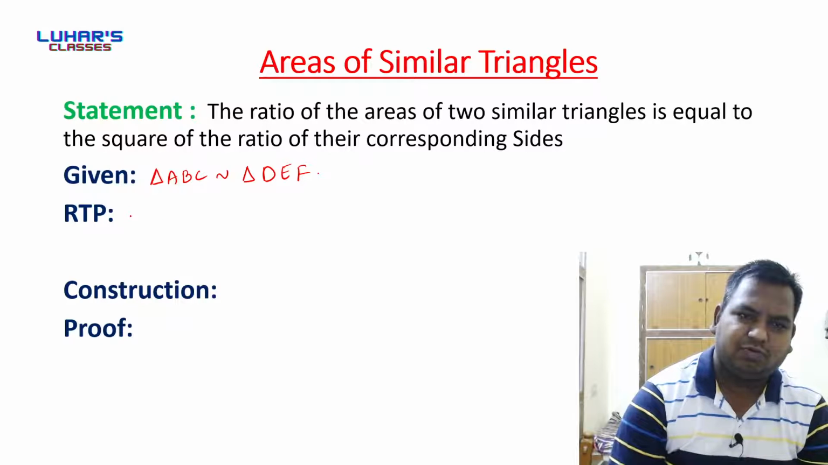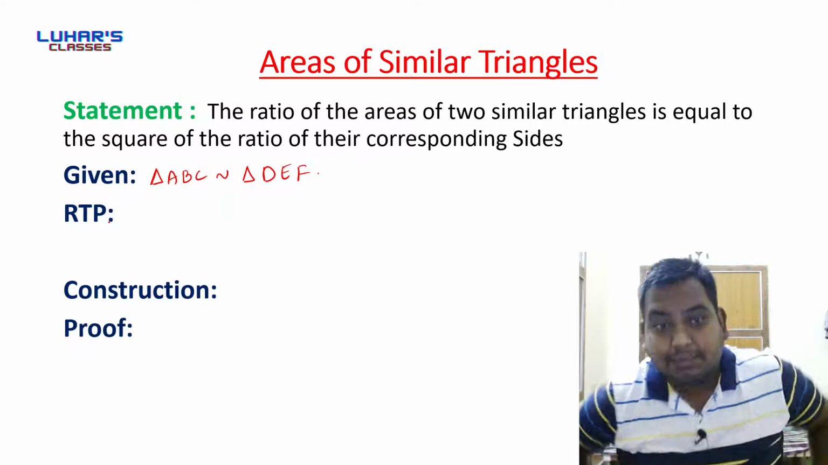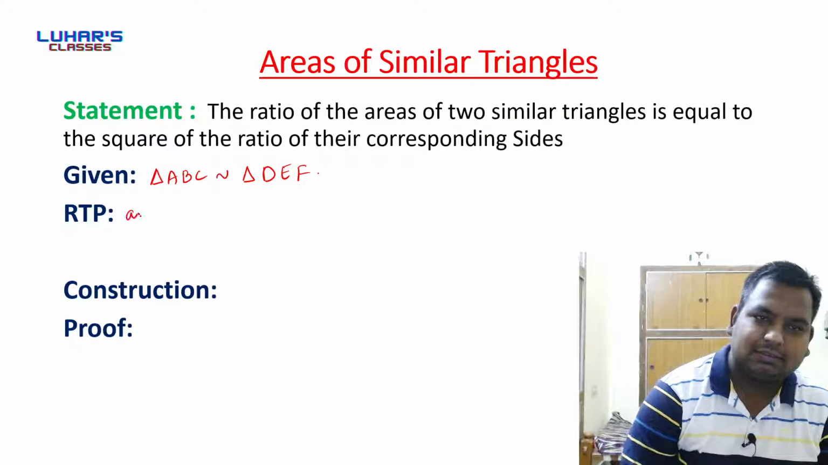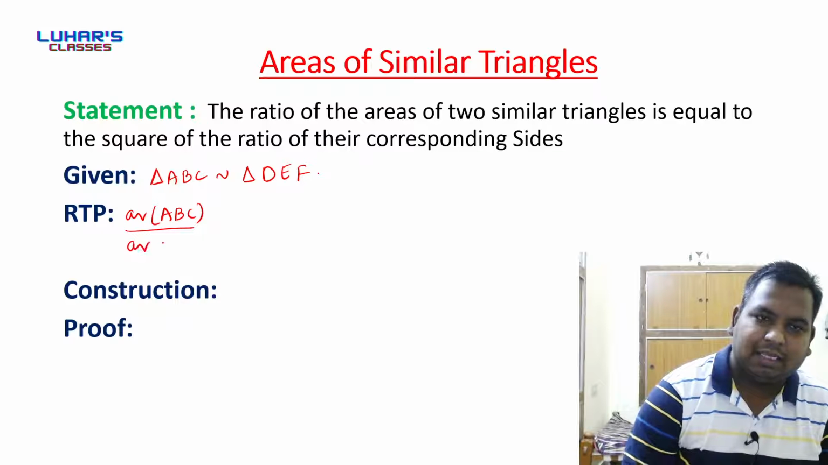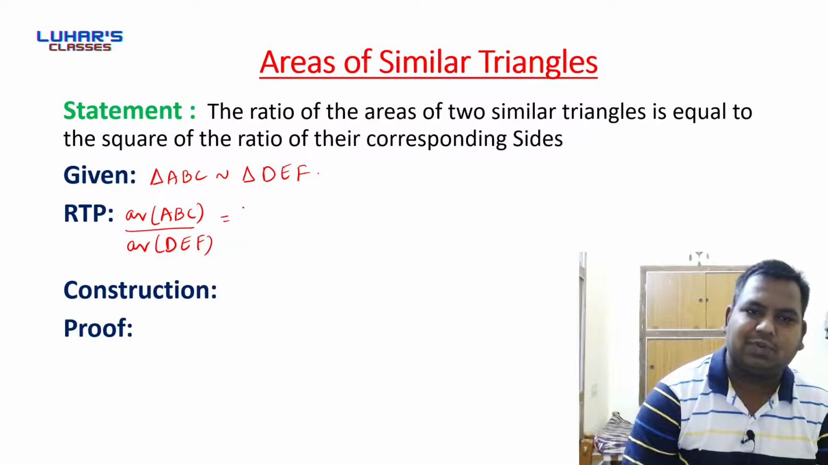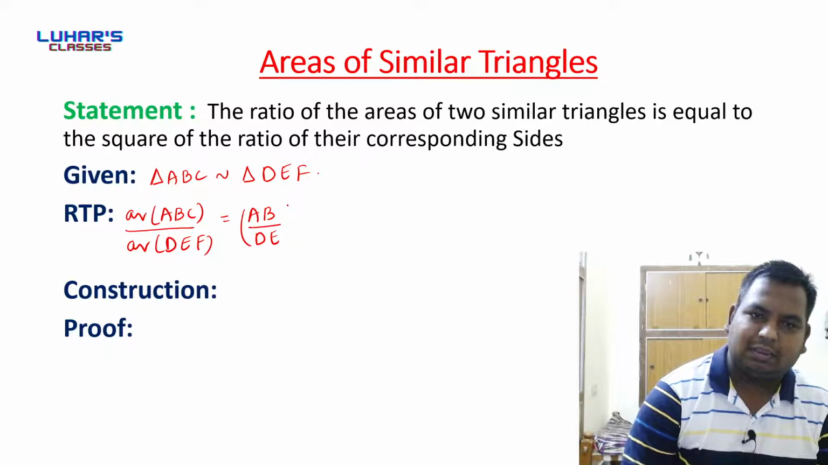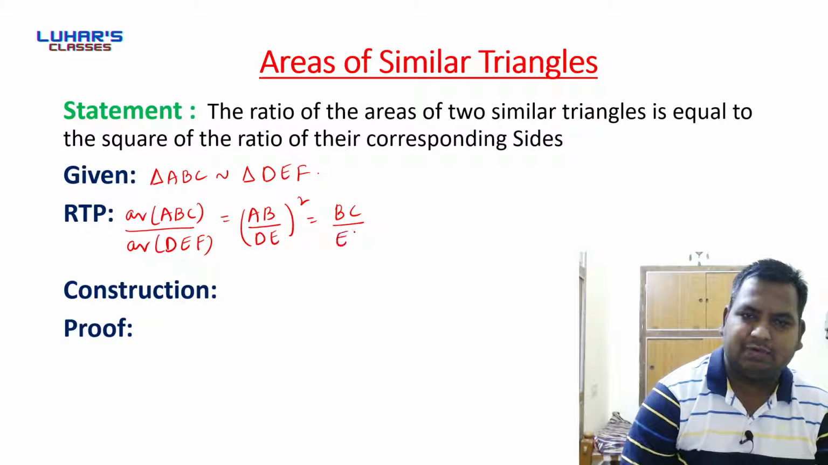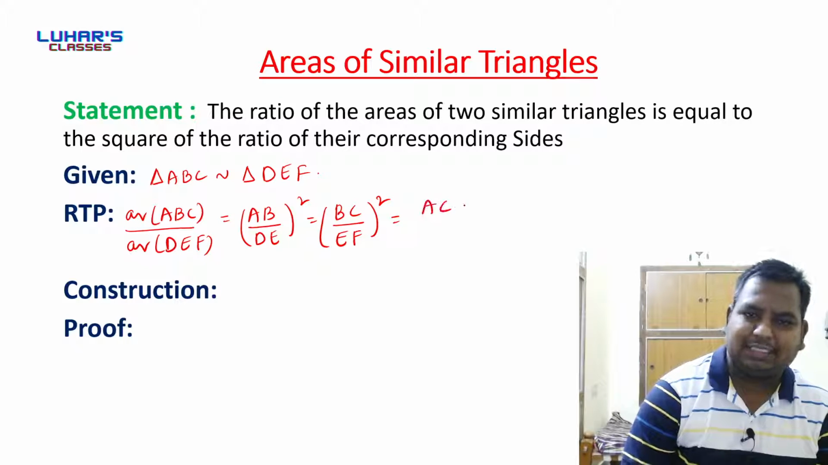What is required to prove? We need to prove that area of triangle ABC by area of triangle DEF is equal to AB by DE whole square, that is equal to BC by EF whole square, and that is equal to AC by DF whole square. So this thing we have to prove.